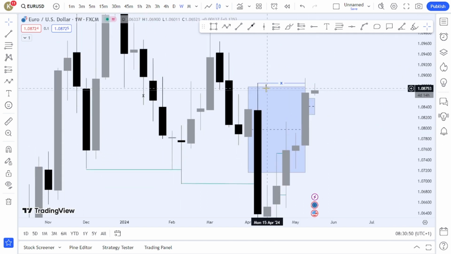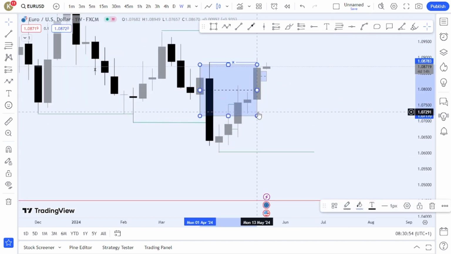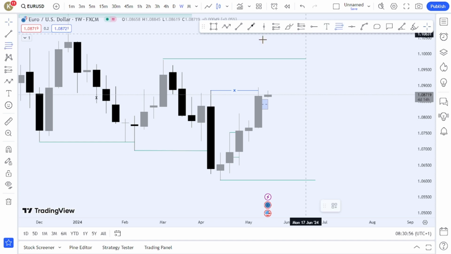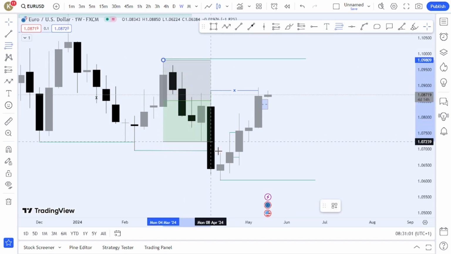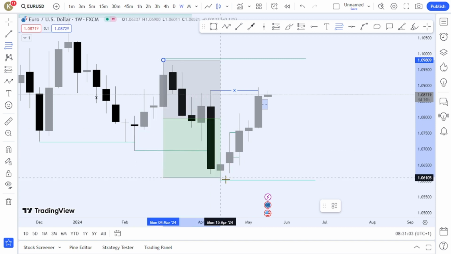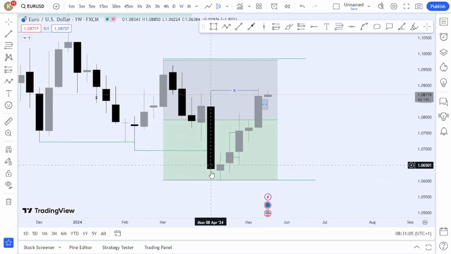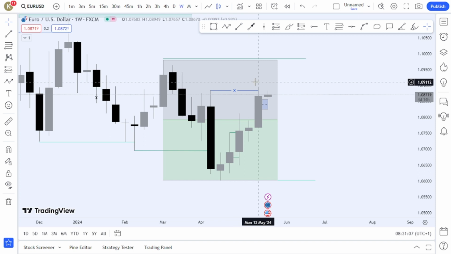Now, this particular point of interest is in the premium. I'm going to show you what I mean when it's in the premium. If you draw your fib from this high that caused this big move that broke the structure, and stop it here, you find out that we are in the premium area, above the equilibrium fib.